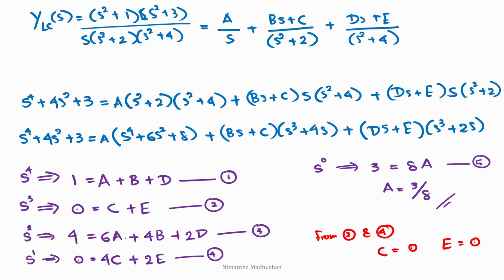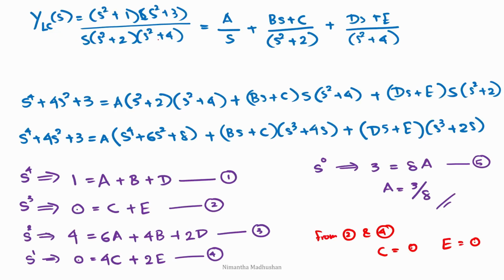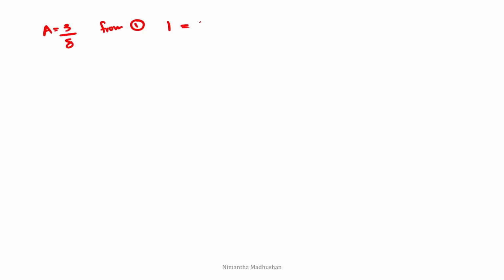Now we have to find the values of b and d. We know the value of a is equal to 3 over 8. I am using the first equation: 1 is equal to a plus b plus d. Now we know the value of a, then we can write 3 over 8 plus b plus d is equal to 1. From this equation, we can get a value for d.